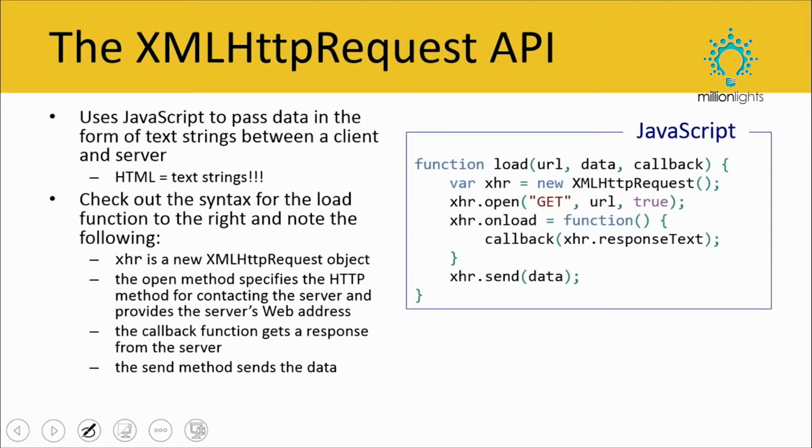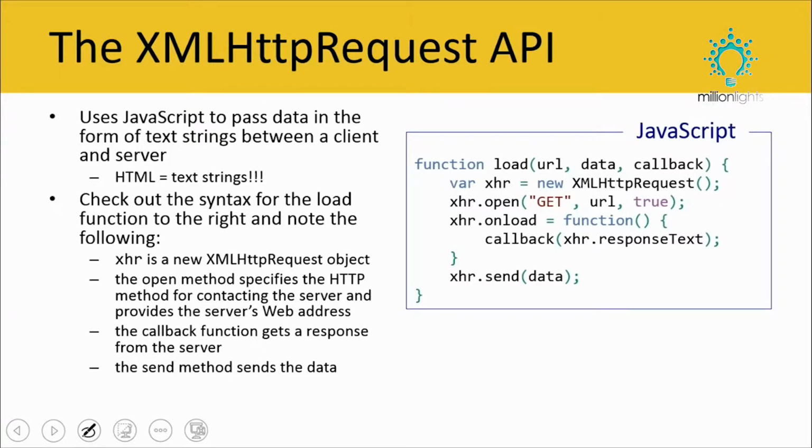To further facilitate this, we can use the XMLHttpRequest API. Right? It uses JavaScript to pass data in the form of text strings between a client and a server. And one thing I want to point out now is that HTML is made of text strings, right? All of our tags, all of our keywords, they're all text strings, right? And so the XMLHttpRequest API actually just goes ahead and sends those tags back and forth, right?